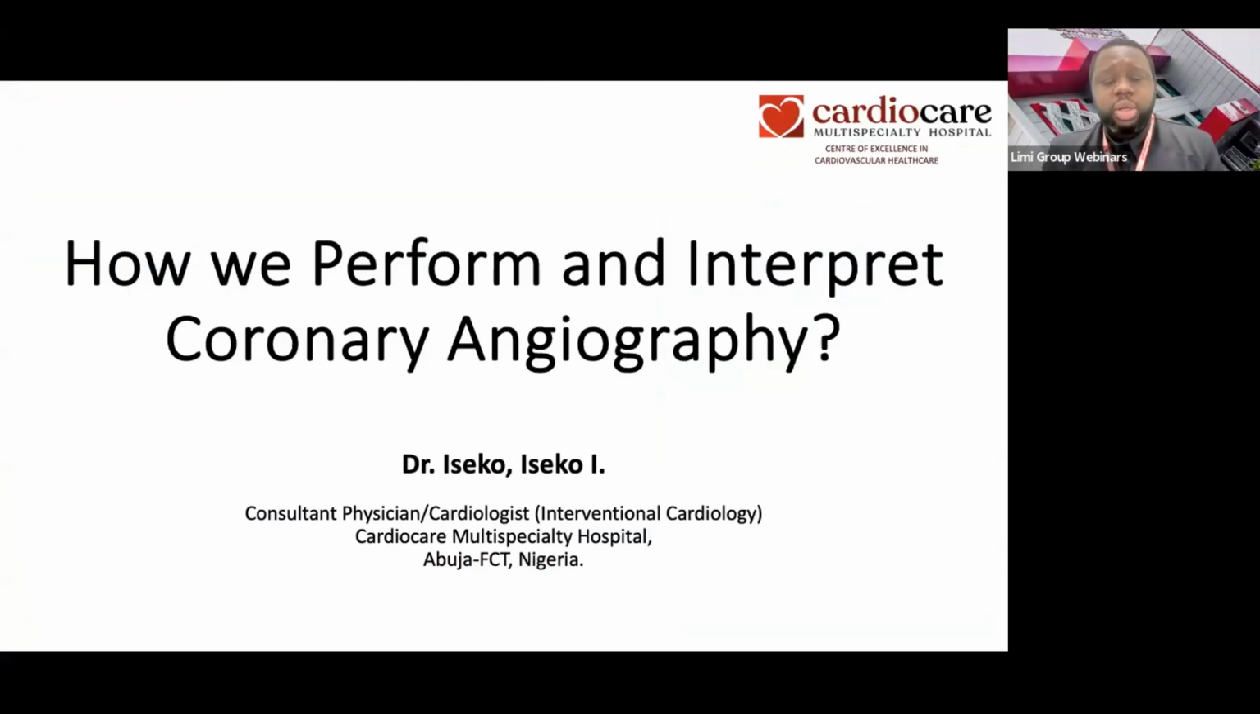My name is Dr. Iseko with Cardiocare Hospital Abuja, and like I said, Cardiocare Hospital is a focused hospital on cardiology and internal medicine, and we've been around for some time under the auspices of the Limi Hospital, which is over 40 years old. Cardiocare is almost 10 years old now and has been at the backbone of trying to reverse medical tourism, particularly in cardiology, cardiac surgery, and interventional cardiology.